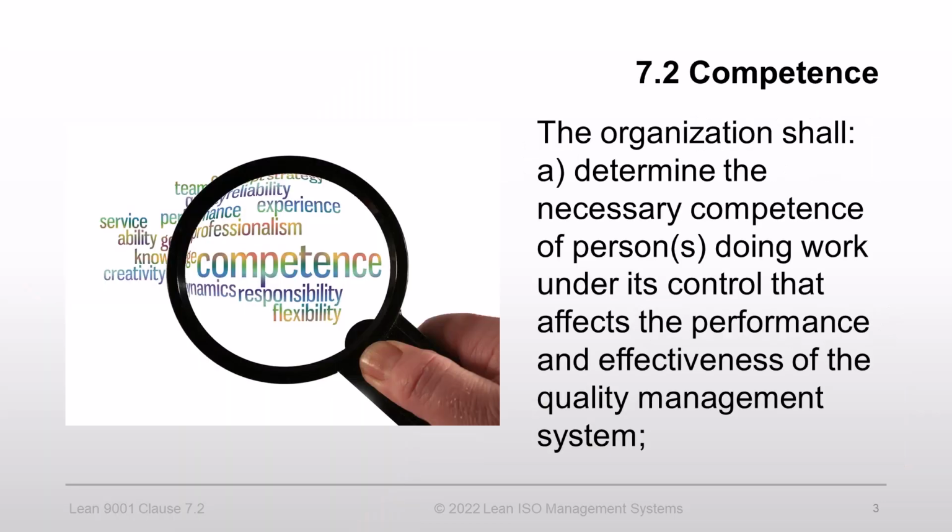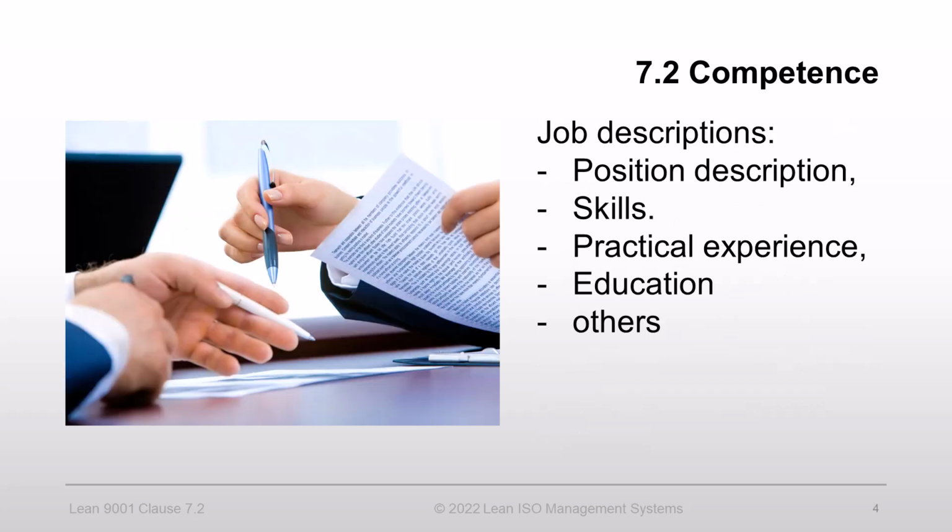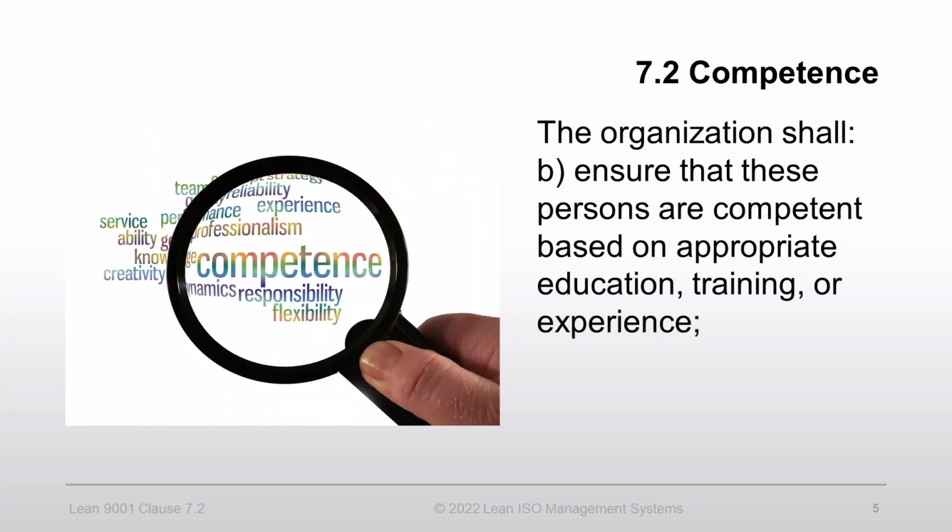The organization shall determine the necessary competence of persons doing work under its control that affects the performance and effectiveness of the QMS. Companies typically address this requirement through job descriptions specifying skills, practical experience, education, and others. The following requirement, B, is also addressed through job descriptions, ensuring that these persons are competent based on appropriate education, training, or experience. So far we are good on bullets A and B.